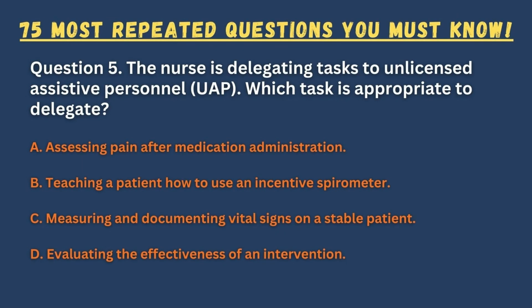Question 5. The nurse is delegating tasks to unlicensed assistive personnel, UAP. Which task is appropriate to delegate? A. Assessing pain after medication administration. B. Teaching a patient how to use an incentive spirometer. C. Measuring and documenting vital signs on a stable patient. D. Evaluating the effectiveness of an intervention.